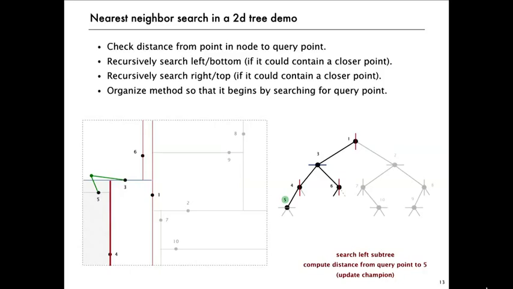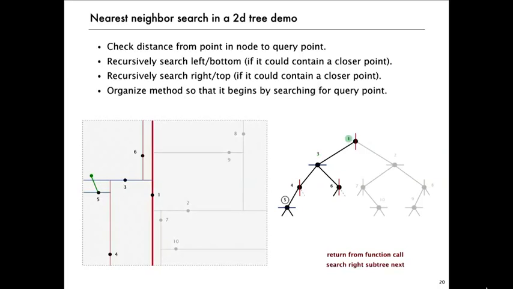Could there be a node closer to our query point than 5 in the right subtree of 4? We have to go above, sorry, to look at the top subtree associated with 5, and find that it's empty. And now we're back at 4. Do we have to search the right subtree of 4? No, because there can't be a closer point than 5 in the right subtree of 4. So we're done with 4, and we return to 3.